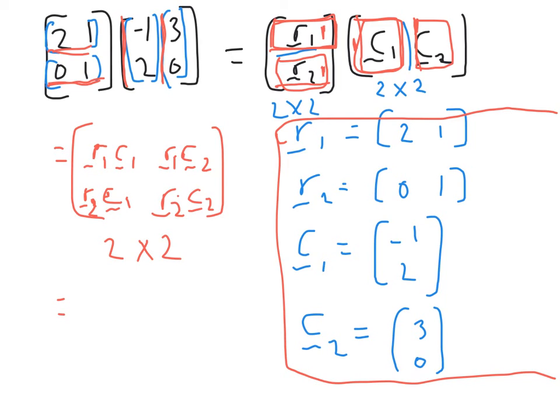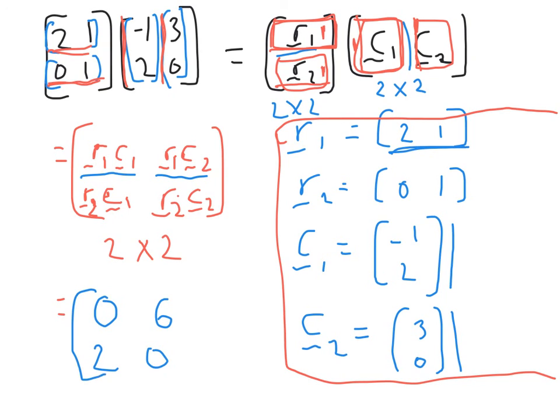All right, so if we went away to work out what R1 times C1 is, we would go this vector times this vector, and would get what we got before, which was 0. We could do the same thing here, so we've got R1 times C2, which is that vector times that vector, and we'll get 6 again, and then repeat the process and we'd get 2 and 0 just like before.